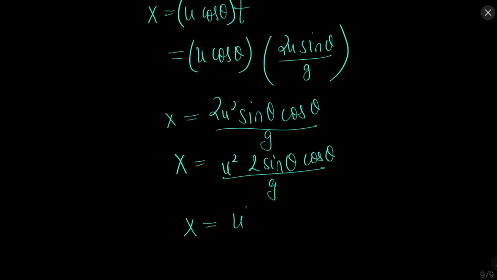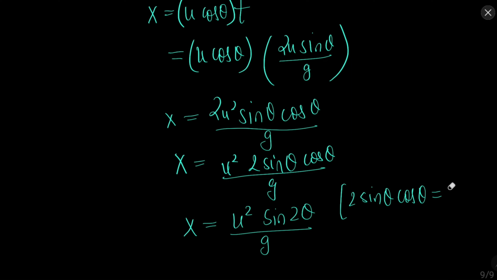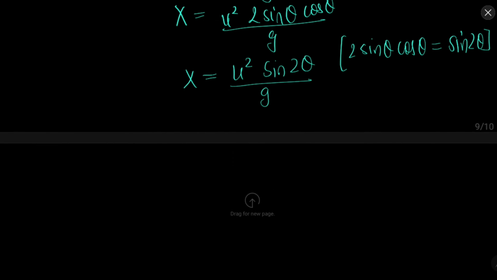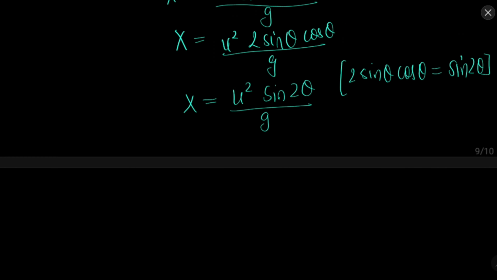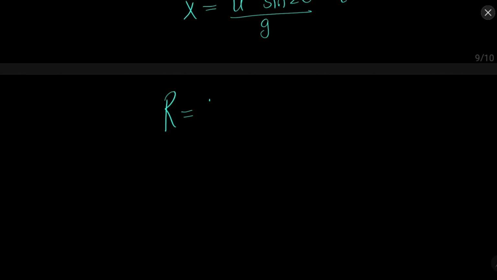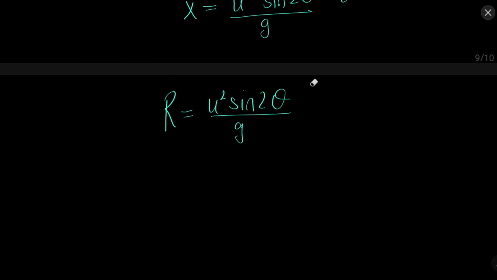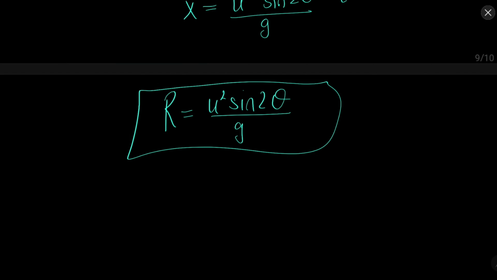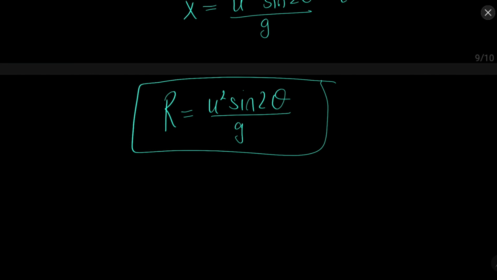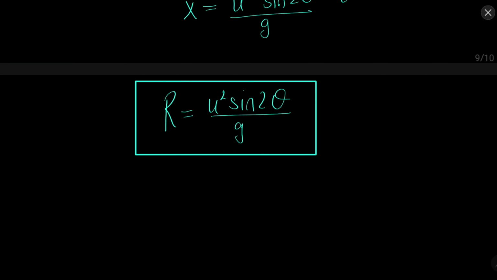Now there is one formula which we will use: 2 sin theta cos theta is equal to sin 2 theta. So ultimately this is our range, the maximum horizontal distance. The range is equal to u square sin 2 theta by g. So this formula is for the range. Now similarly we can find the formula for the height or the topmost point.